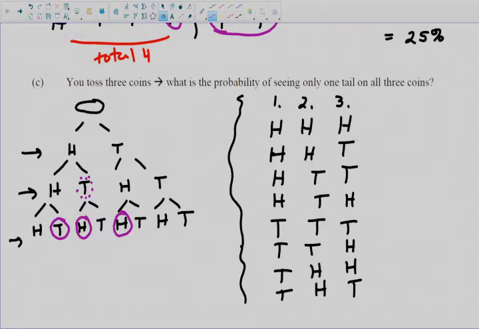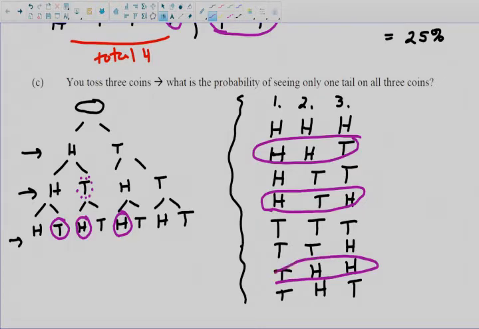Over here, we can see that this one has one tail. This one has one tail. And this one has one tail. So we get the exact same result. So our answer for the probability of one tail is 3 out of 1, 2, 3, 4, 5, 6, 7, 8 different possibilities.